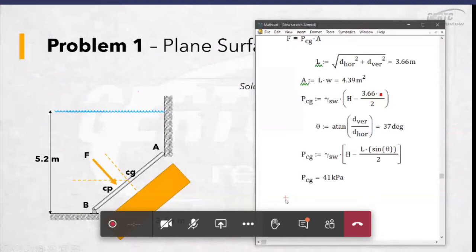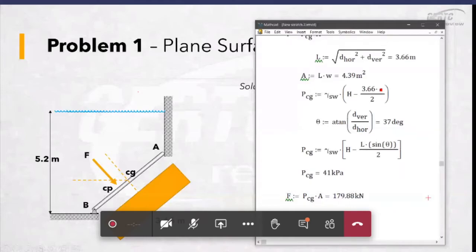That is the pressure at the center of gravity times the area, then I'll have this answer. That is the resultant force only. Sir, it seems a bit high, no? It is because we are actually dealing with the geometry. That is the challenging part.